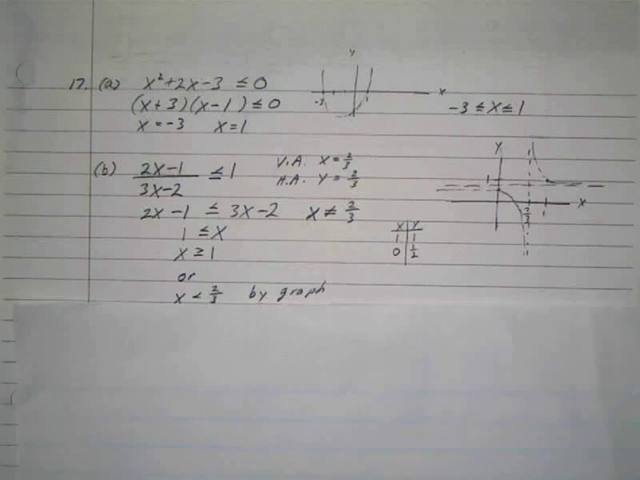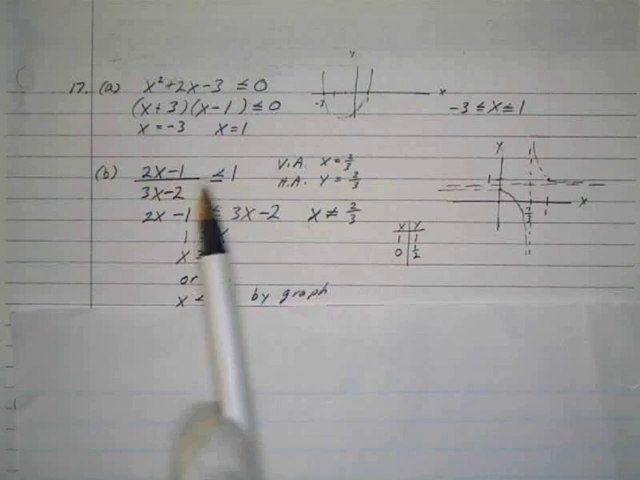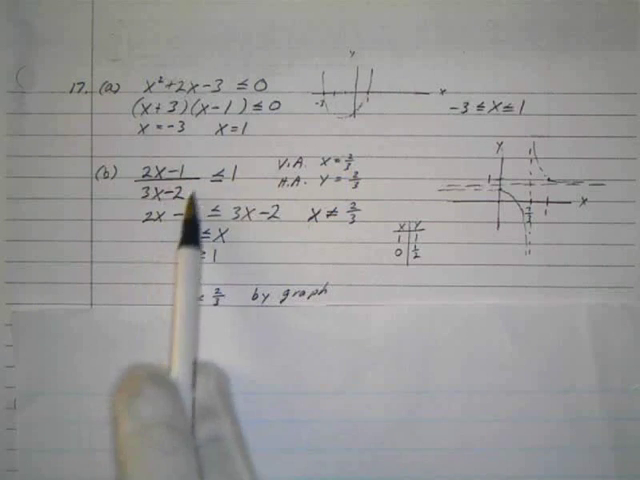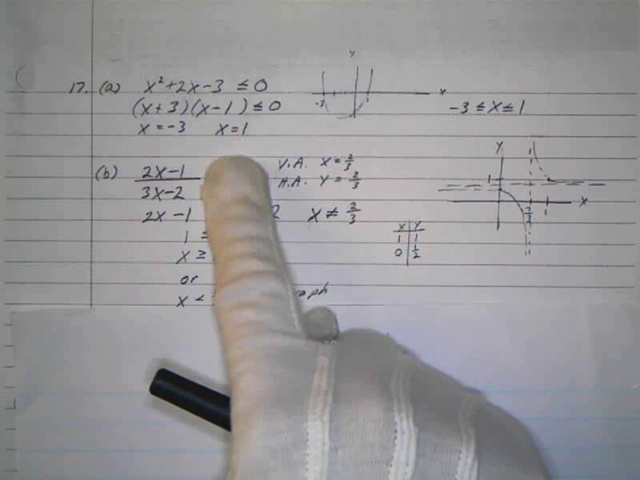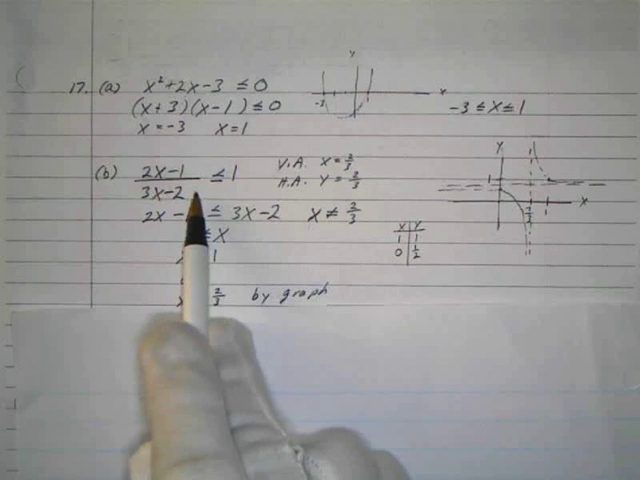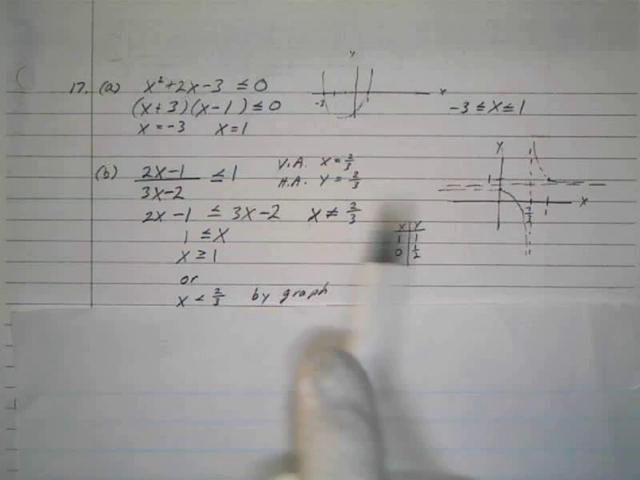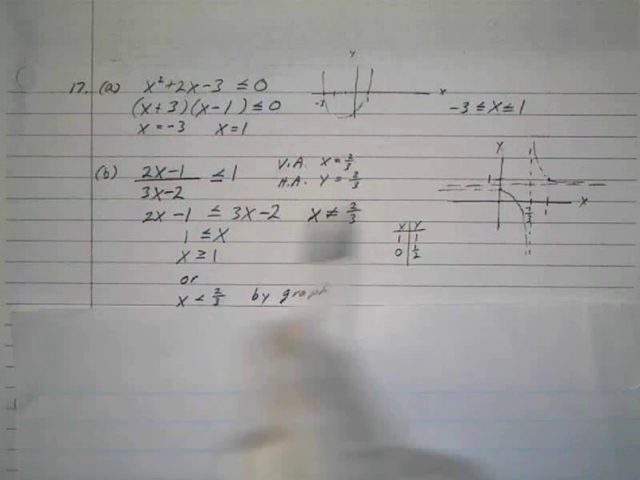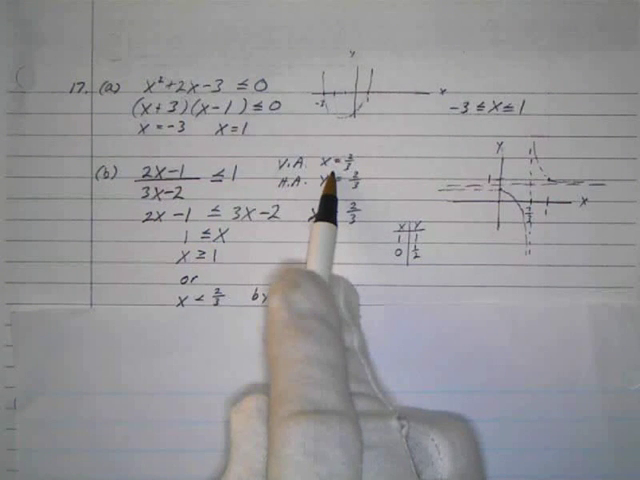Okay, letter B. This is another one that's a little tricky, because if you just try to solve it analytically, you're liable to miss something. First of all, we have a rational expression. Now remember, if we want to graph this expression to see when its value is less than 1, that's all I'm going to do. First of all, I know that I have a vertical asymptote whenever the bottom is 0. So when 3x minus 2 equals 0, that means x would be equal to 2/3. 3 times 2/3 is 2, minus 2 is 0. So I have a vertical asymptote at x equals 2/3.